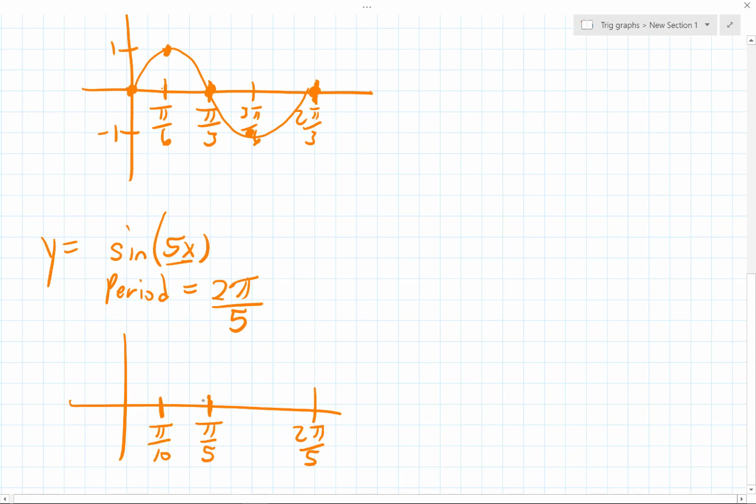So it's 1 pi tenth, 2 pi tenths, 3 pi tenths, 4 pi tenths. And those are the 4 important points. My amplitude was a 1, so I'm going to go up 1 and down 1. And sine starts in the middle, so it starts in the middle, it goes up, then back to the middle, then down, then back to the middle, and there's my lovely sine graph. Cool.